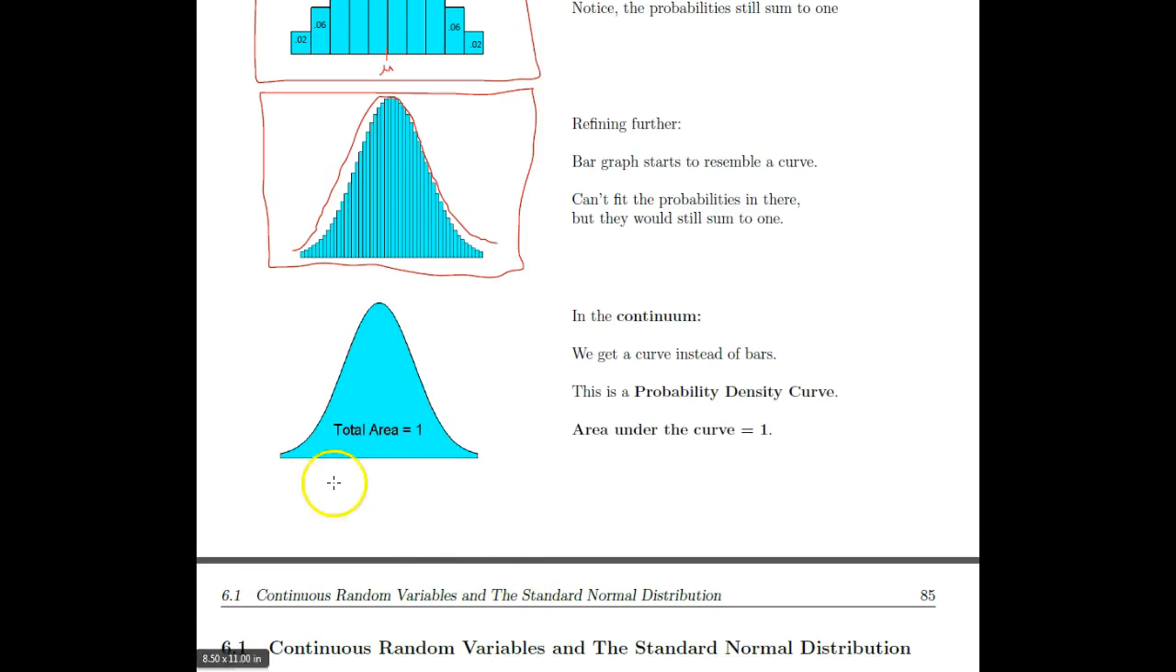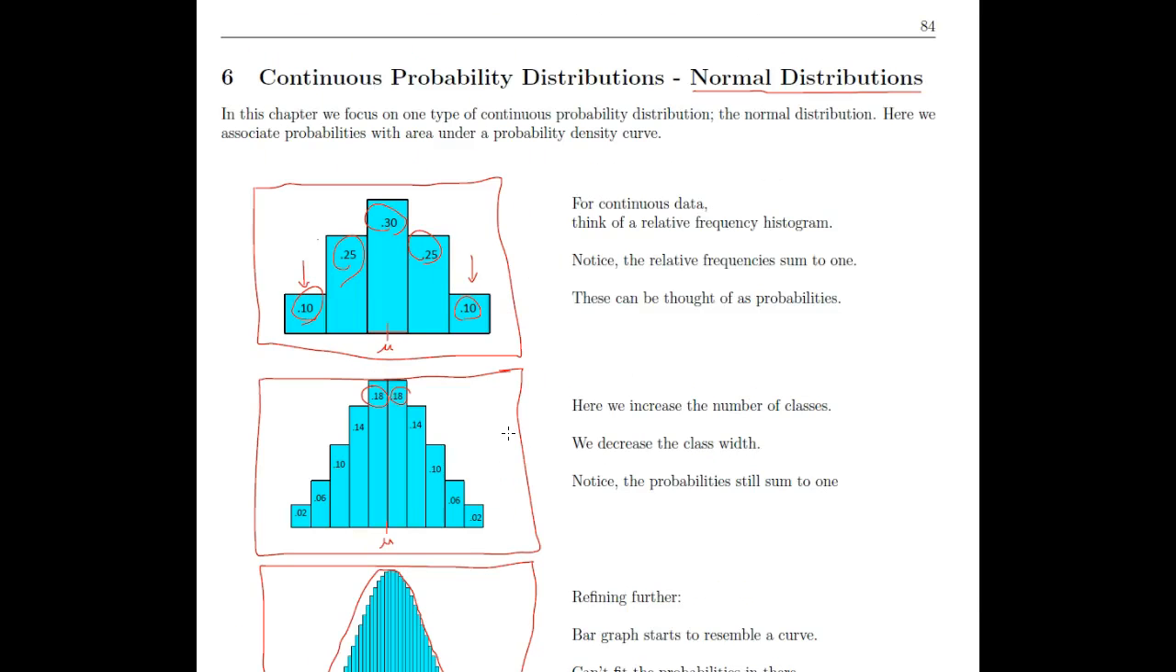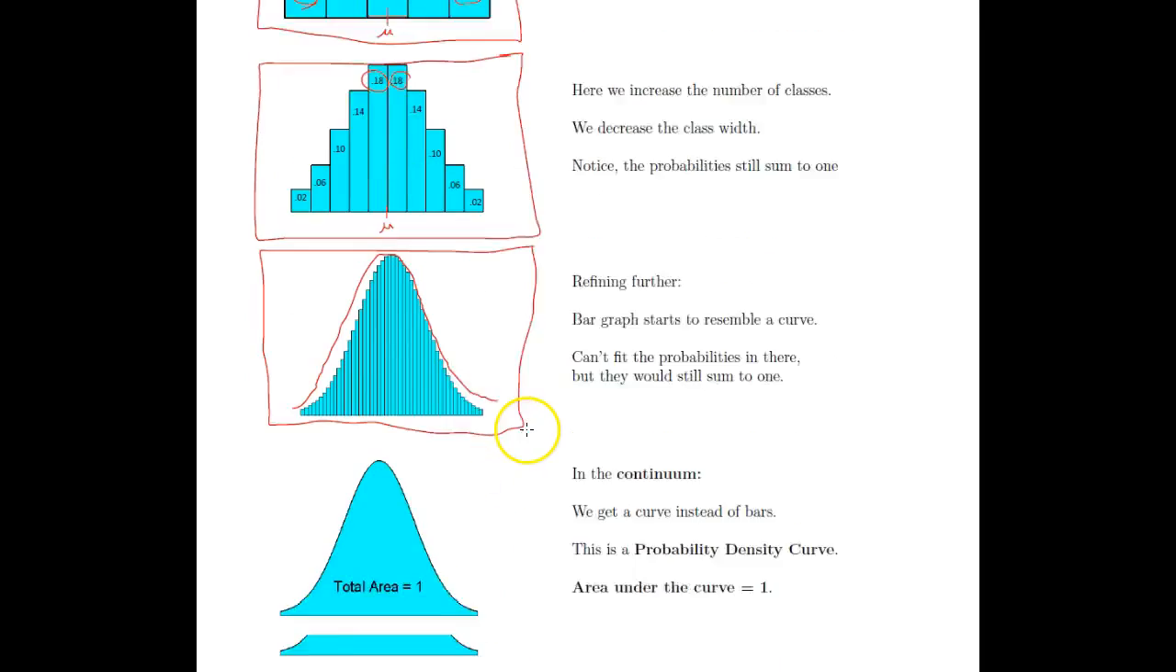Okay? And we call this a probability density curve, and these are the kinds of things we're going to be studying as we study these continuously distributed variables. Okay? Cool.